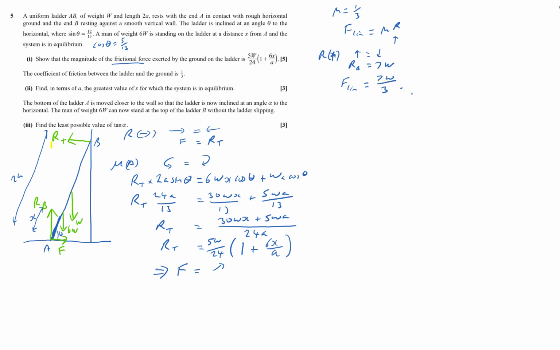I've got that bit. And now I know what F is. F is this bit here. I've got to just set it equal to that. So I've got 5W over 24 times 1 plus 6x over A equals 7W over 3. And obviously the W's will cancel out.